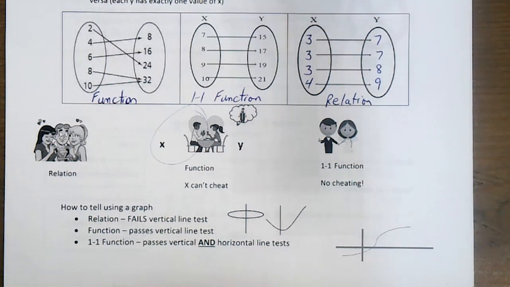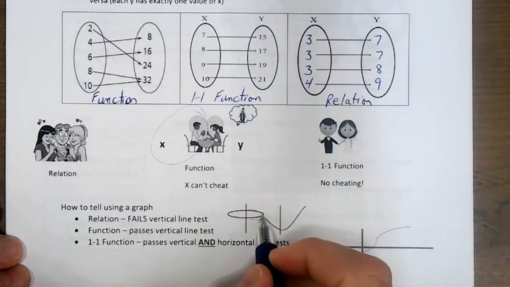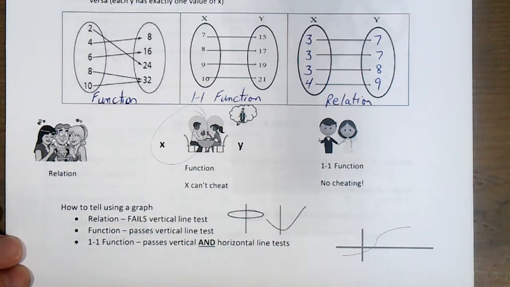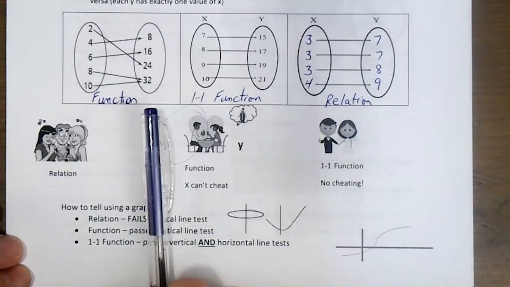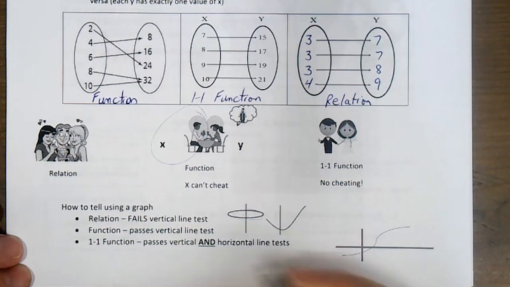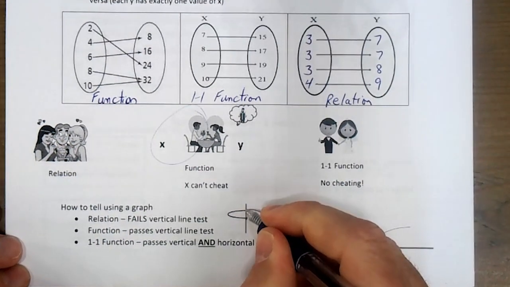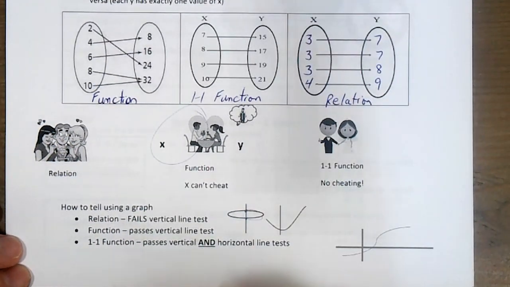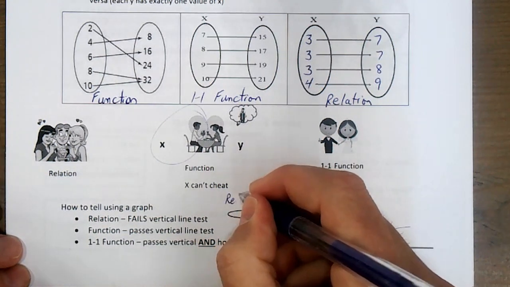So if we have a graph, we're going to use something called a vertical line test. So let's take the graph of an oval. So I'm going to take a pen or a ruler and I'm just going to slide it across the graph. Now you can see here the line touches two different points. This makes it a relation.